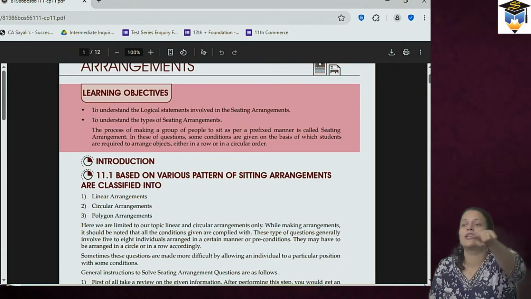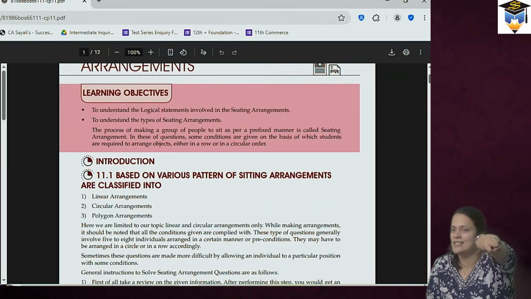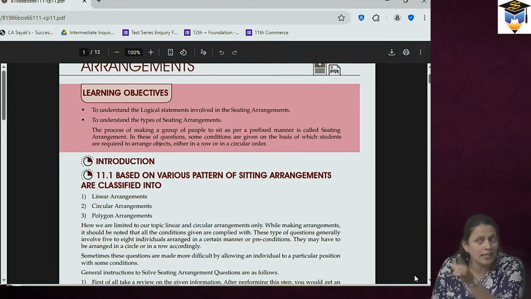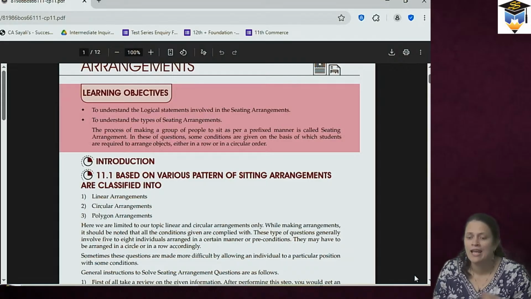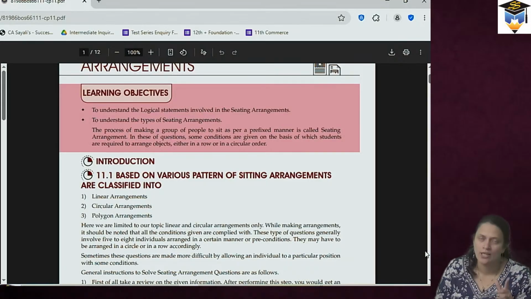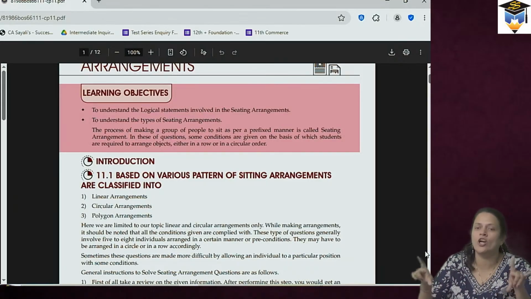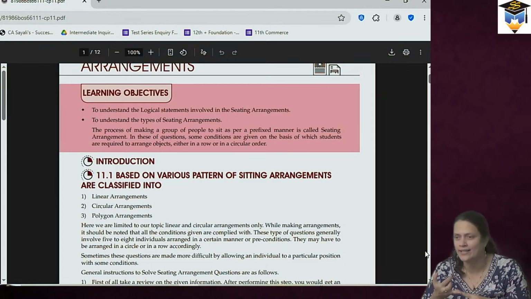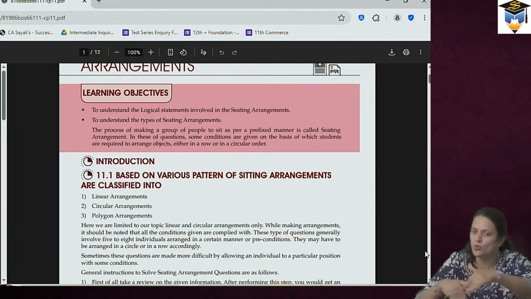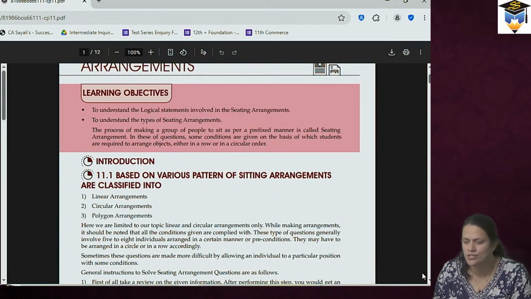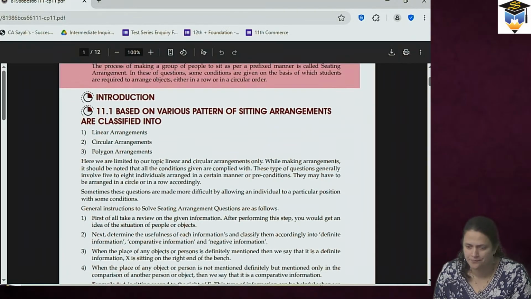So all 3 of you girls are sitting in a straight line. So you are in a linear arrangement. Then the second one is a circular arrangement, in which all the members are seated in a circle. And the third one is a polygon arrangement. When we say polygon, it can either be a square or a rectangle. Nothing else is given. If it is a rectangle, then that means there are 2 rows in which the number of people are divided.